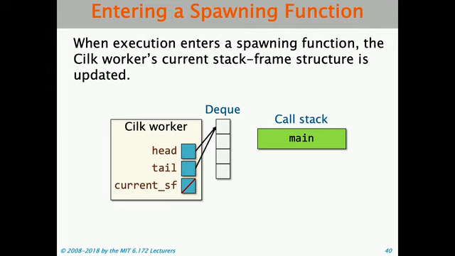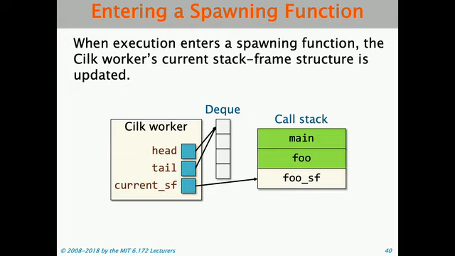Let's see all of this in action. We'll start off with a pretty boring picture. All we've got on our call stack is main, and our Cilk worker has nothing on its deck. But now suppose that main calls our spawning function foo. And the spawning function foo contains a Cilk RTS stack frame. What that enter frame call is going to perform in the Cilk worker is just to update the current stack frame. We now have a Cilk RTS stack frame. Make sure the worker points at it. That's all.